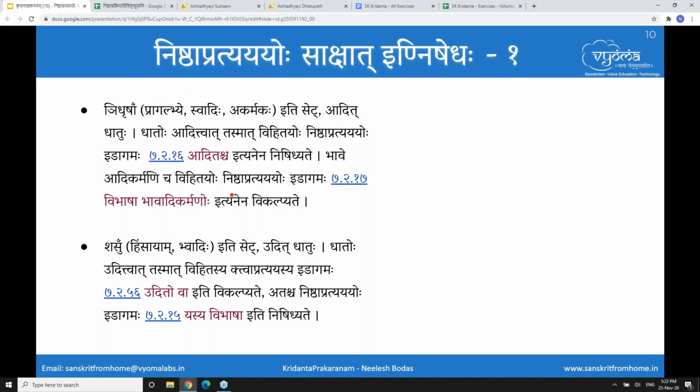Let's understand this. Actually, these are only 5 sutras, but some things are actually involved over here. They need to be explained at this particular point. So yidhrusha pragalbhye iti swadiganasya set adit dhatuhu asti. So this is yidhrusha pragalbhye.